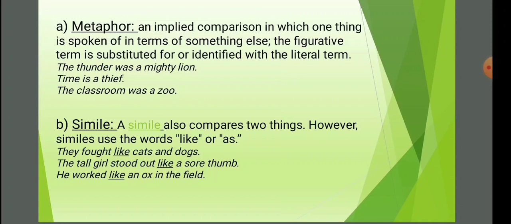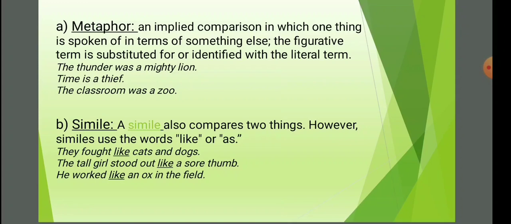The classroom was a zoo. A zoo is a place where animals are kept, but the classroom is compared with the zoo. That is metaphor. One thing is described that is not actually the other thing, but both things are equated and a comparison is made. Okay, that is about the metaphor.